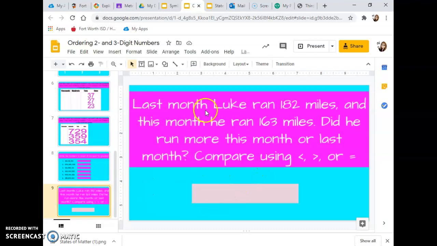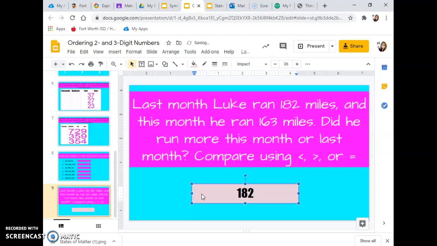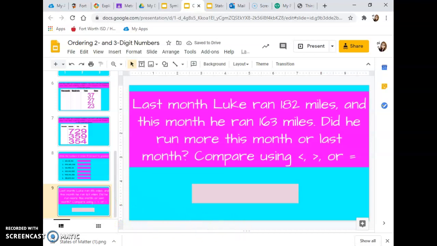Let's read. Last month, Luke ran 182 miles, and this month he ran 163 miles. Did he run more this month or last month? Compare using greater than, less than, or equal. So you're going to place your answer here in the text box. You might say 182 is greater than 163. You might say 182 is less than 163. Or you might say 182 is equal to 163. Based on what you learned yesterday, you have to fill in your answer and make it a true statement. When you finish with slide number 9, you are finished with today's assignment.